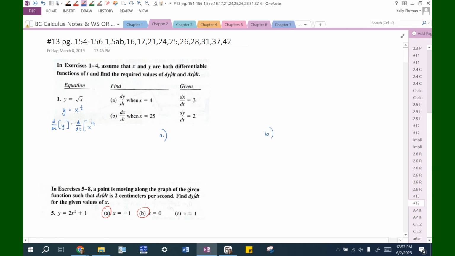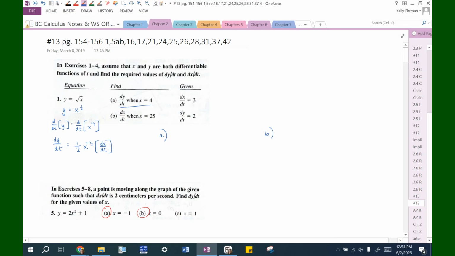And remember, this whole section is basically about chain rule. So because you're taking the derivative with respect to t of expressions that have variables that are not t, you need to use the chain rule. So the derivative of y is 1, and then we're going to have times dy/dt. The derivative of x to the 1/2 is 1/2 x to the negative 1/2, and then we need chain rule, dx/dt.